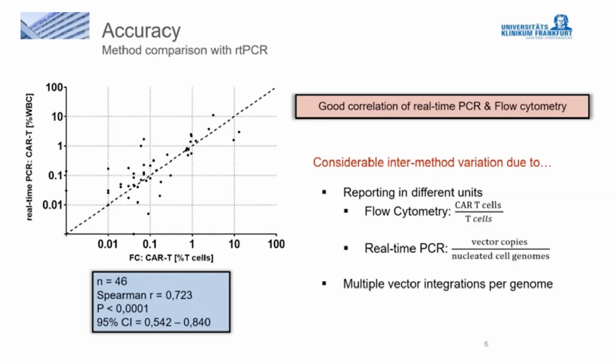46 CAR T-cell monitoring samples were independently assessed for accuracy analysis with flow cytometry and real-time PCR. Here you see a clear correlation as shown by Spearman's correlation coefficient. The higher the CAR T-cell quantity, the smaller the spread. In the area of the detection limit, the scattering becomes wider. We see differences between the methods due to the reporting in different units, and of course due to possible multiple vector integrations per genome. But in summary, we observed a clear correlation and comparability.